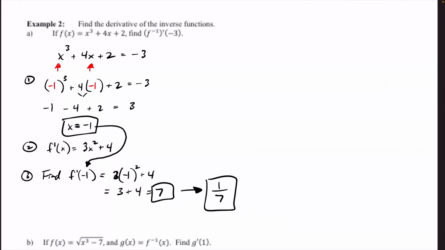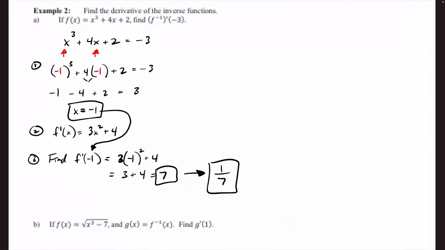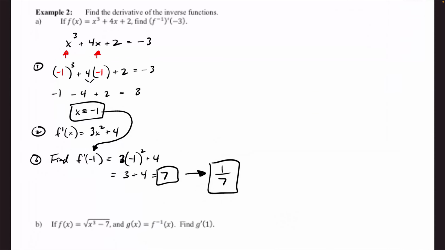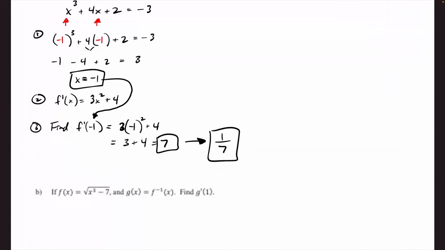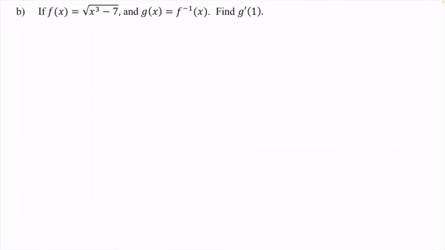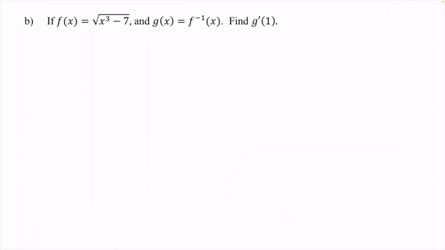Okay. I don't like this one. I'm not too familiar with it. Okay. All right, so let's try 2B. Same setup, right? We have f of x. They say g of x is its inverse. Find g prime of 1. So they're saying they want the derivative of the inverse, plug in 1.